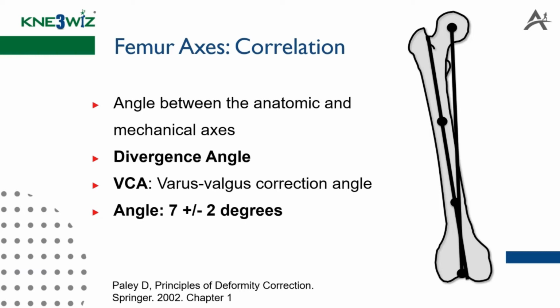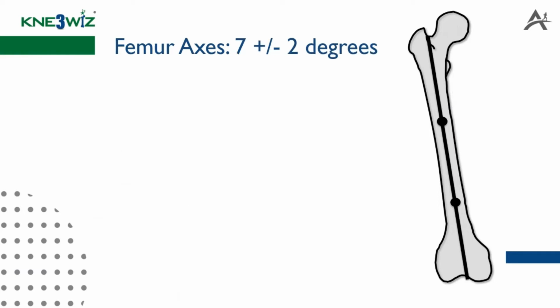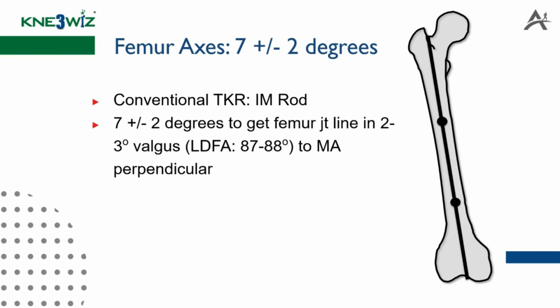The angle between the anatomic or the intramedullary axis and the mechanical axis of the femur is called the divergence angle. For total knee replacement planning, it is also referred to as the varus or valgus correction angle. On an average, it is 7 plus minus 2 degrees. Thus, when conventional intramedullary instrumentation is used for total knee replacement, using 7 degrees as VCA would normally lead to the joint line being in 2 to 3 degrees of valgus.